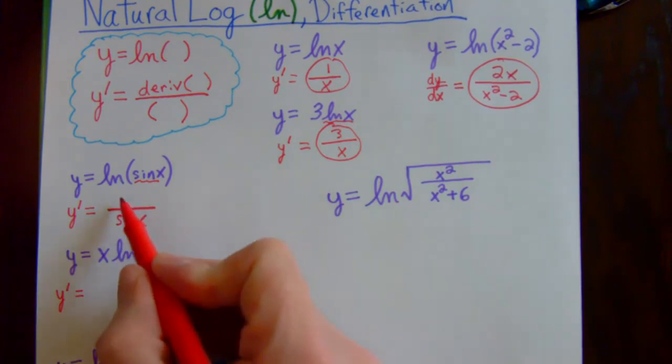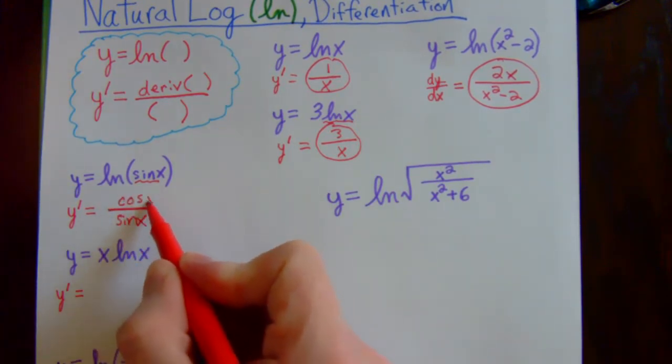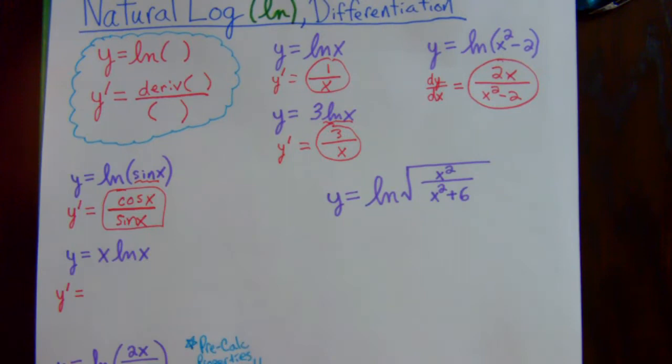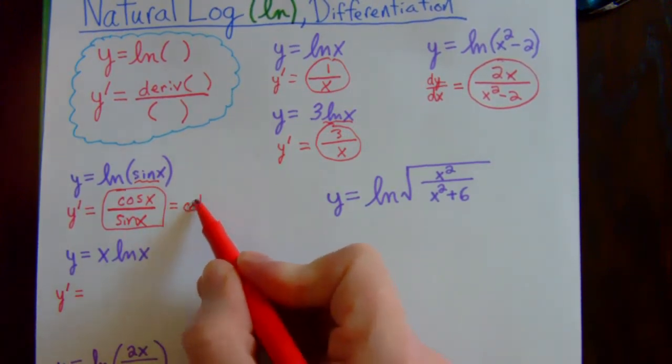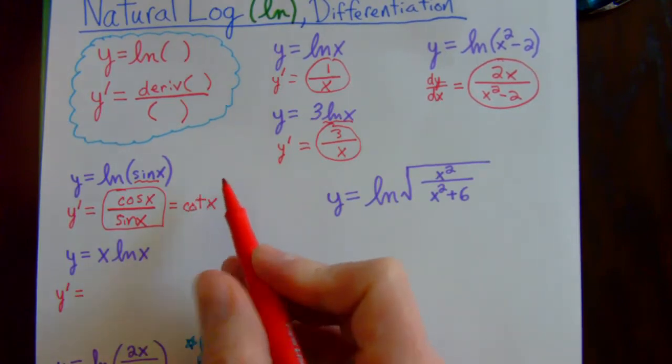And then we got to know that the derivative of sine is going to be cosine. So, I mean, that's a pretty solid answer right there. Just a simple fraction with sines and cosines. If you want to make that the cotangent of x, you can.